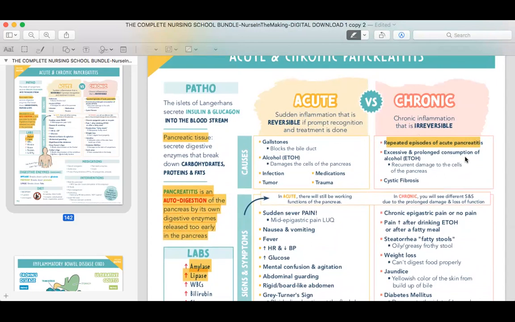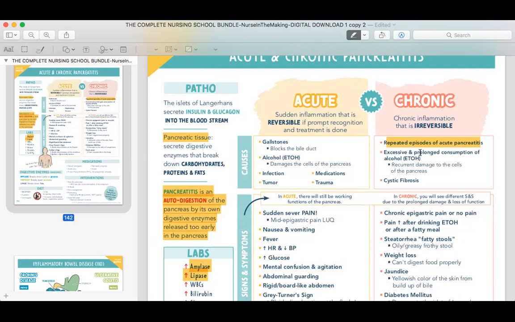What you got to know is that pancreatitis is an inflammation in which enzymes are activated early and they eat the pancreas itself. They're not being expelled to where they need to be to break down the carbs, fat, and protein. This can be caused by alcohol abuse, cystic fibrosis, or gallbladder disease.